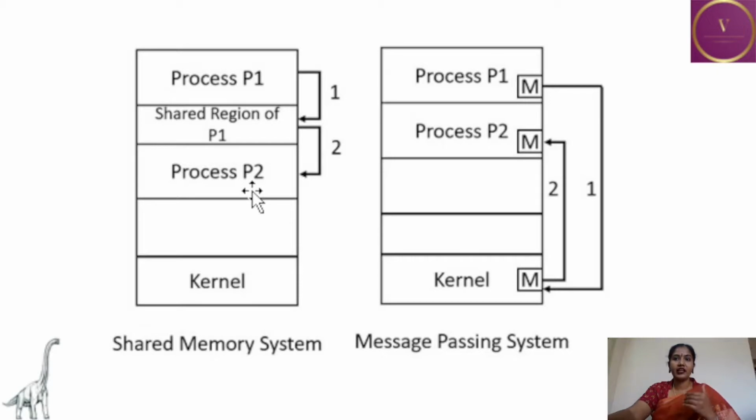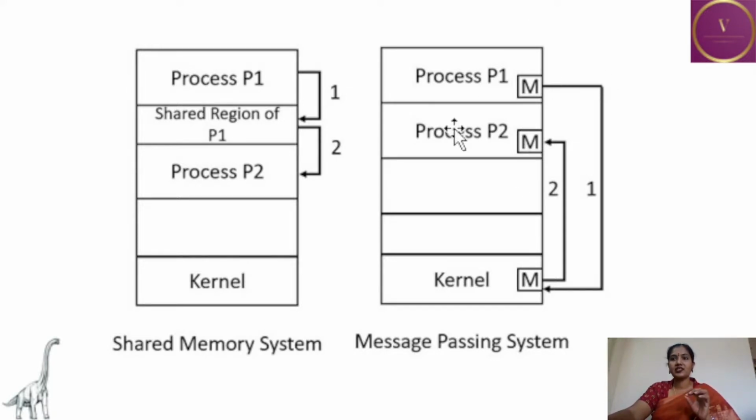After P1 there is a P2, and after P2 there can be P3, and it can be many processes sharing the shared region. Okay, this is the shared memory model. Whereas the second picture is the message passing model. This M represents the message that is getting exchanged between the processes.